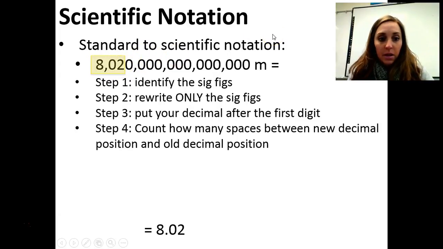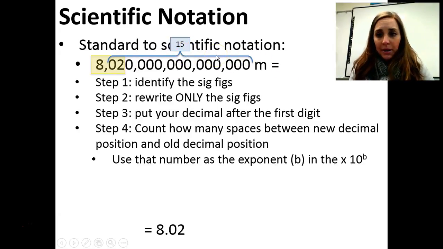Then you're going to count how many spaces are between the new decimal position and the original decimal position. In this number, my decimal's here. In the number on the bottom, my decimal is between the 8 and the 0. So how many spots did we move? 3, 6, 9, 12, 15. There are 15 spots here. So you're going to use that number as your exponent. I got 15 spots, so it's times 10 to the 15th.